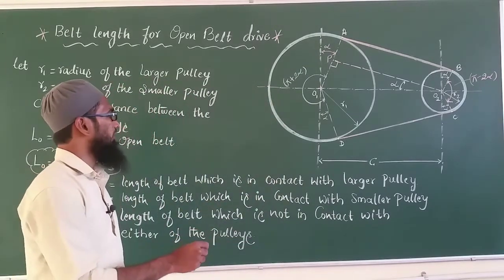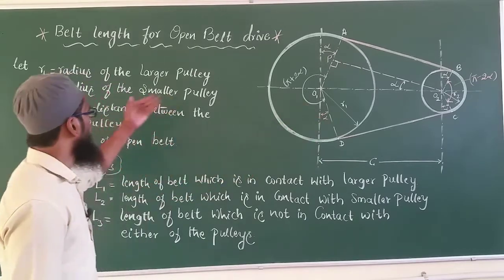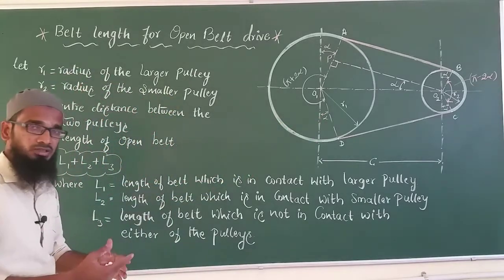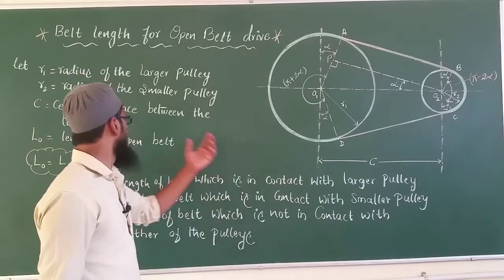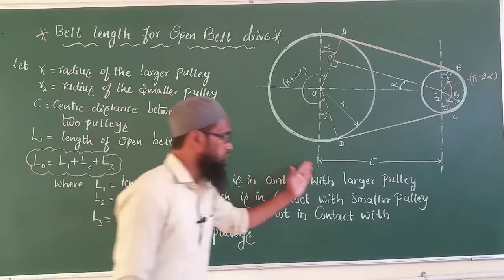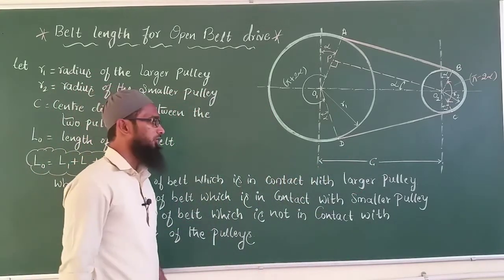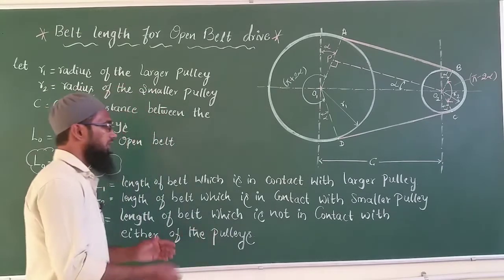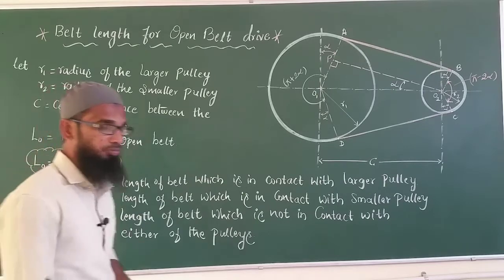Now this is the larger pulley and that is the smaller pulley. I have taken R1 as the radius of the larger pulley, R2 as the radius of the smaller pulley, and the center distance between the two pulleys as C. Now I need to find out the total length of this belt, so L0 is equal to L1 plus L2 plus L3.